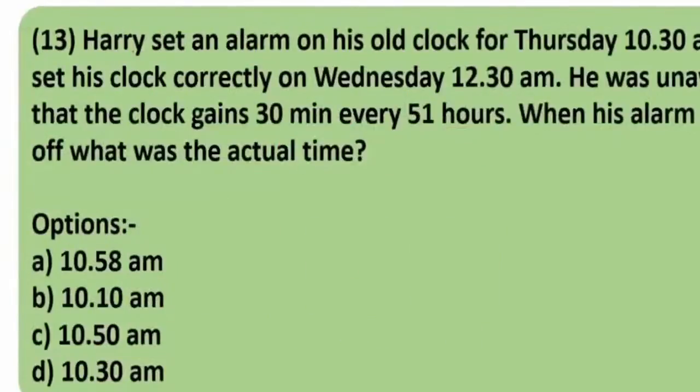Moving on. Harry set an alarm on his old clock for Thursday 10:30 am. He set his clock correctly on Wednesday 12:30 am. He was unaware that the clock gains 30 minutes every 51 hours. When his alarm went off, what was the actual time?